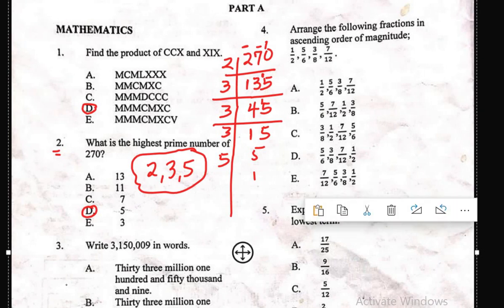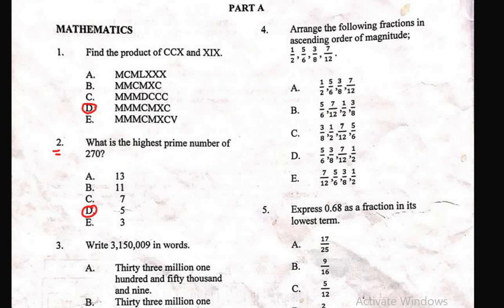Okay, so I can wipe this out. Question 4 says, arrange the following fractions in ascending order of magnitude. 1 out of 2, 5 out of 6, 3 out of 8, and 7 out of 10. Now, the key word here is ascending. Ascending means to go up, while descend means to come down. So when we say ascending, it's to start from the smallest to the biggest.